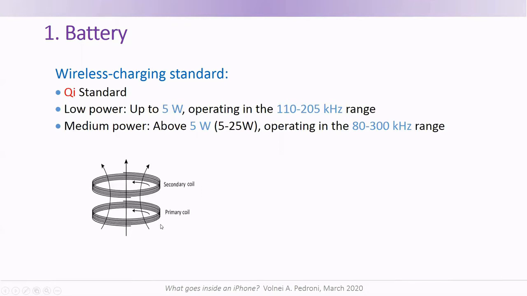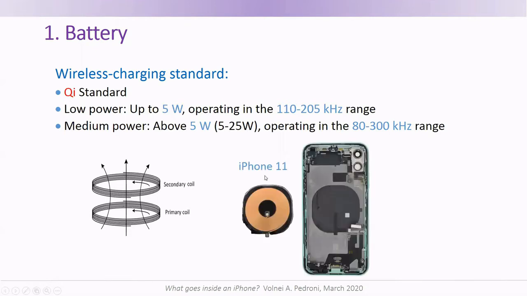The principle of operation is very simple. This is the primary coil, which is in the charger, and the secondary coil is here, which is inside the smartphone. It's just by induction. Here's the case of iPhone 11. This is the coil, many turns, and here's where it is installed.